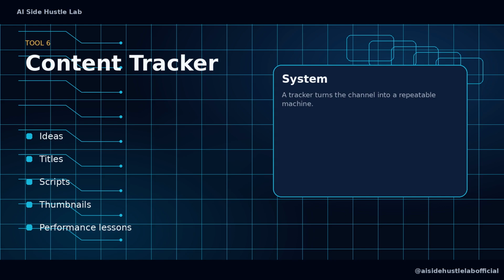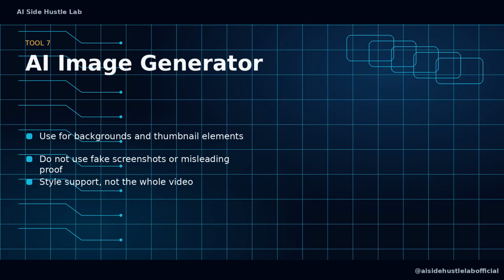If you want to build a channel, you need a place to track video ideas, titles, scripts, thumbnails, upload dates, performance, comments, lessons learned. Most people quit because every video feels like starting over. A tracker turns the channel into a repeatable system.